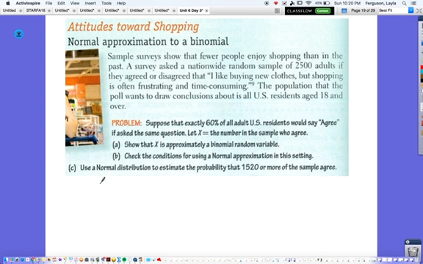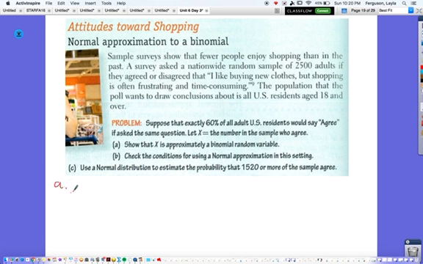So the problem is we're going to suppose that exactly 60% of adult U.S. residents would say agree if asked the same question, and we're going to let X equal the number in the sample who agree. So in part A, we need to show that X is approximately a binomial random variable.